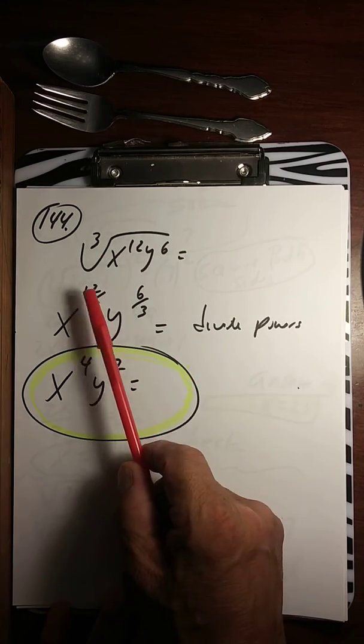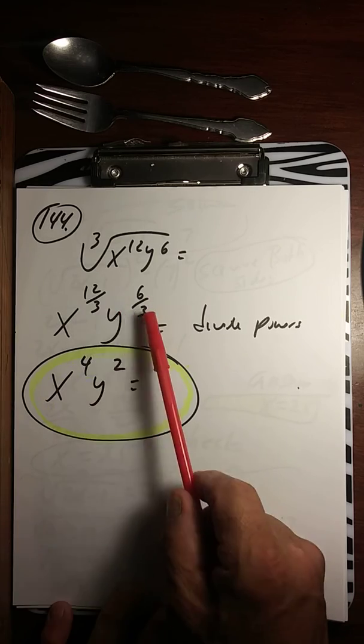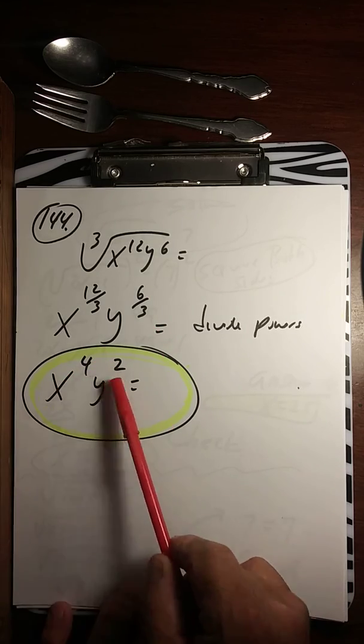Cube root of this. So divide 3 into this power, 3 into this power. 3 divides this, 3 divides this: x^4, y^2.